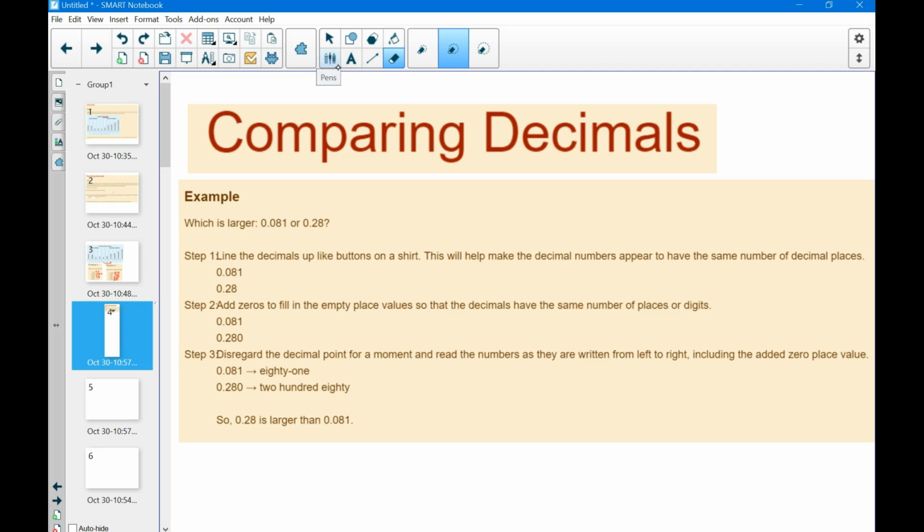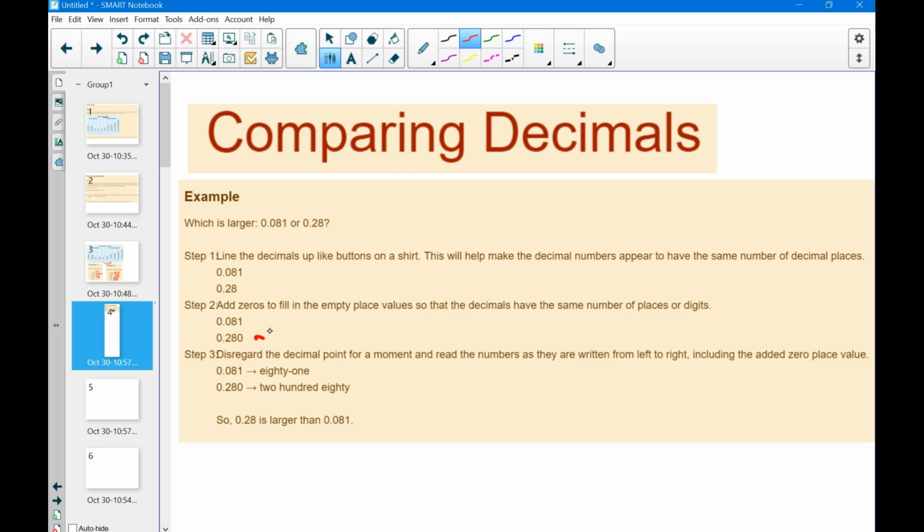And then we have a look at the numbers. The decimals line up like buttons on a shirt. This will help make the decimal numbers appear to have the same number of decimal places. Add zeros to fill in empty spaces if you need to. Really, putting the 0 down here doesn't matter that much, because you can still tell which one's larger. But it makes you feel more comfortable, so you can add the 0.